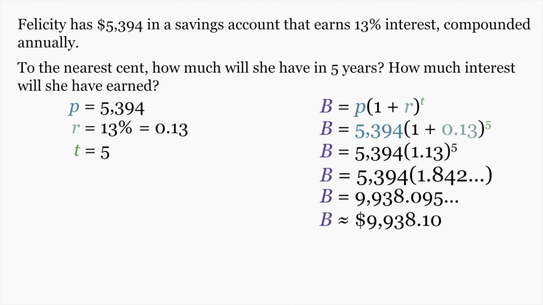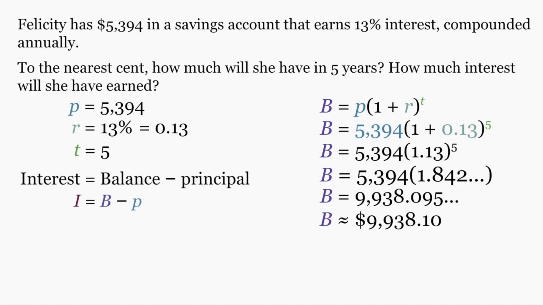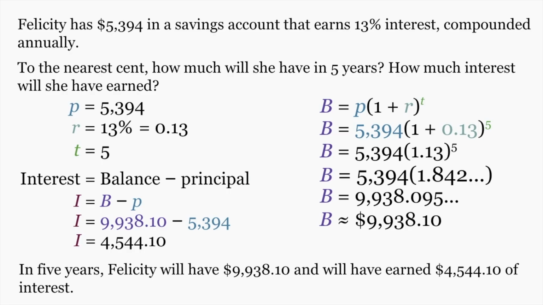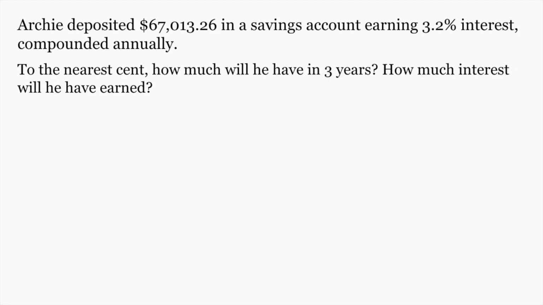To find out, we can again use the formula interest equals balance minus principal. The final balance after 5 years was $9,938.10. The principal was $5,394. That means the interest earned was $9,938.10 minus $5,394, $4,544.10. In 5 years, Felicity will have $9,938.10 and will have earned $4,544.10 of interest.